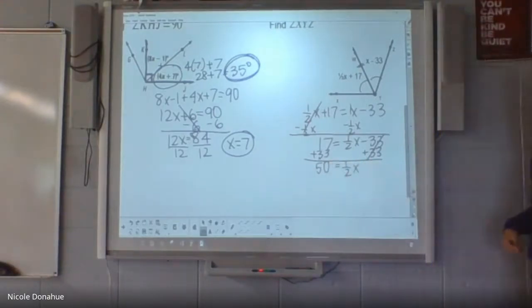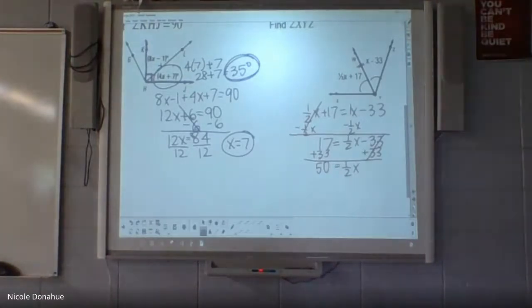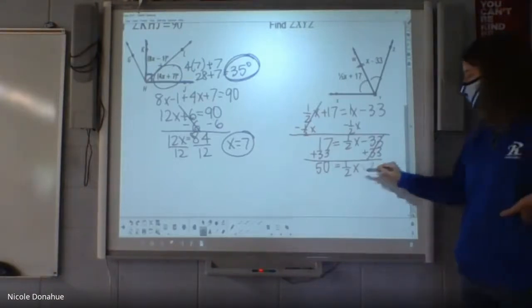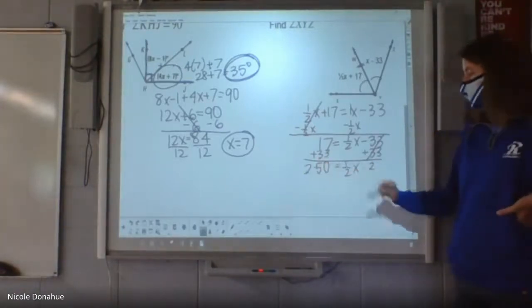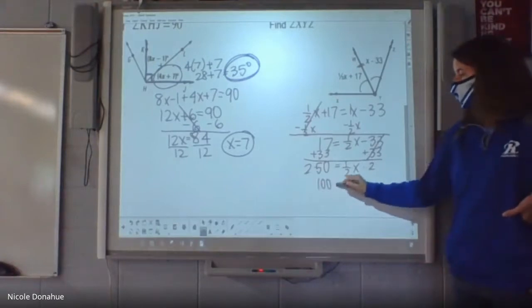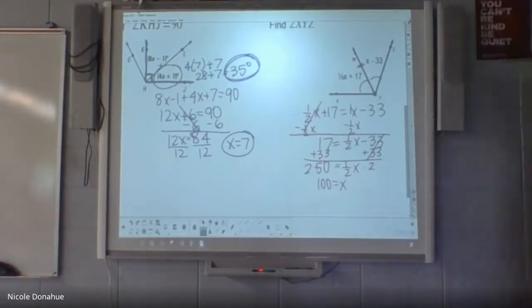Now this you might be able to just look at it and know the answer. Or you could divide by 0.5, you could divide by half in your calculator, you can multiply by 2. I like doing that just because that's easier in my opinion to think about. So x ends up being 100.